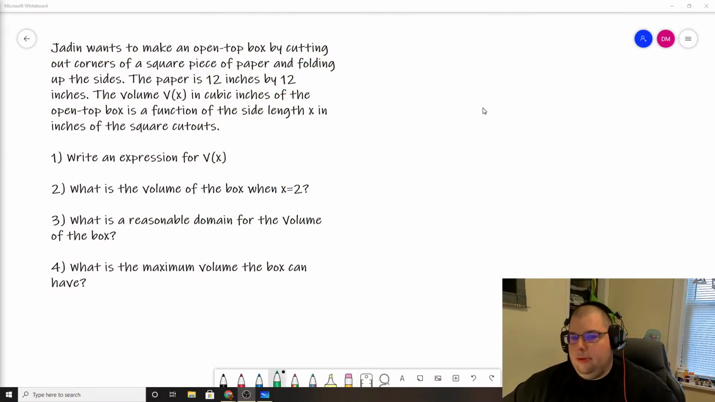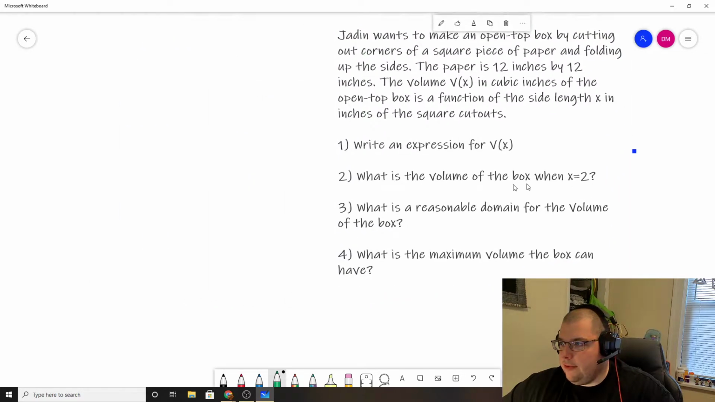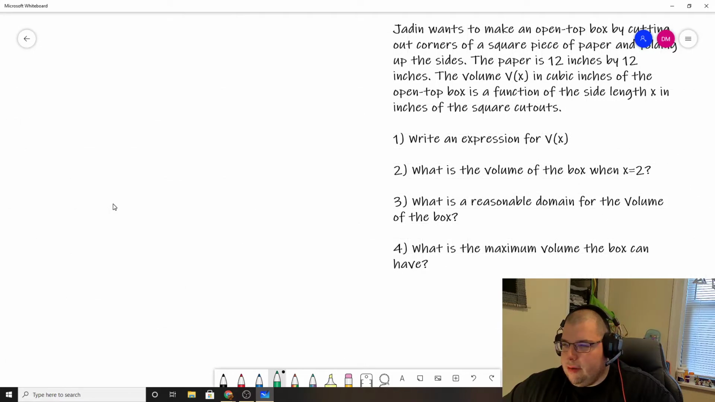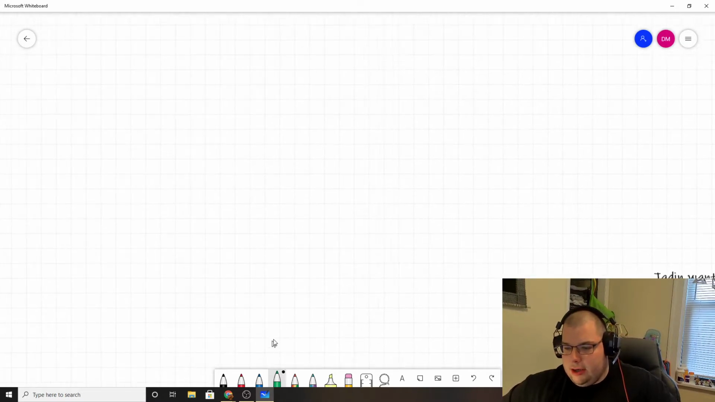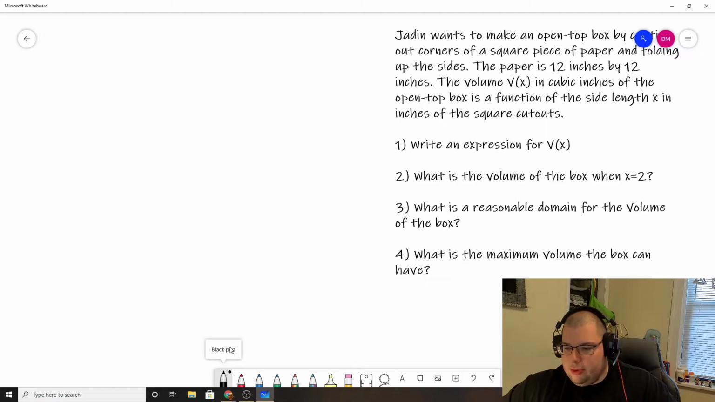So now we're back at the whiteboard, and I'm going to move the problem over here to my right. And so question 1 says write an expression for the volume. So let's create a, let's make sure we don't do that again.